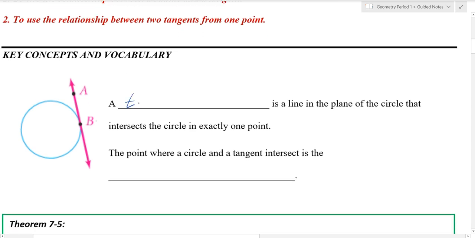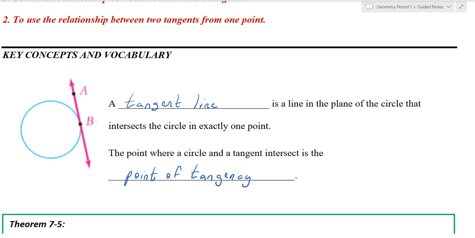So a tangent line is a line in the plane of the circle that intersects the circle in exactly one point. The point where a circle and a tangent intersect is known as the point of tangency. Now that we have those two defined, we're looking at the diagram on the left. We have a blue circle and our fuchsia colored line AB, and line AB intersects the blue circle at exactly point B. So point B is our point of tangency and AB is our tangent line.